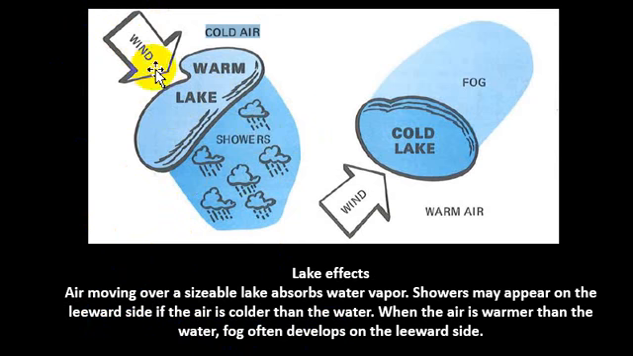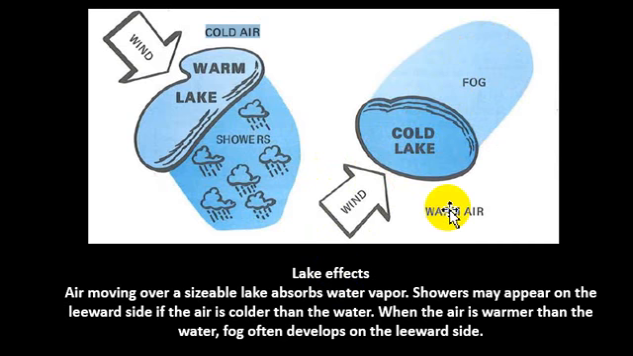So we have cold air moving over a lake, and we get showers on the leeward side. We could have warm air flowing over a cold lake, and that warm air, what does it do? It condenses, and then we get fog.